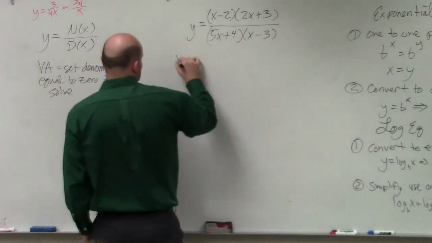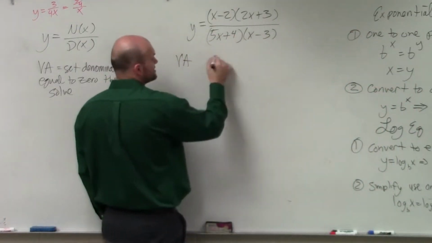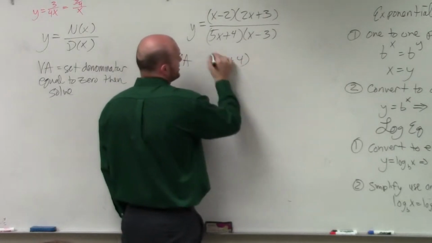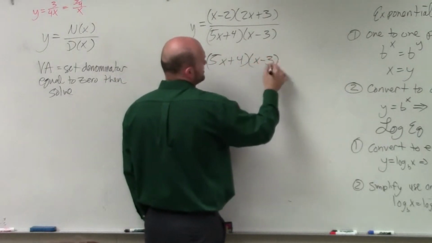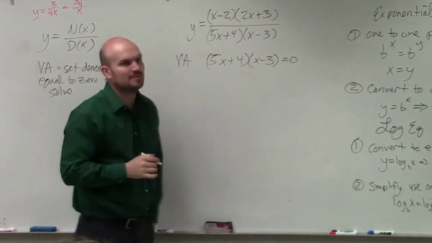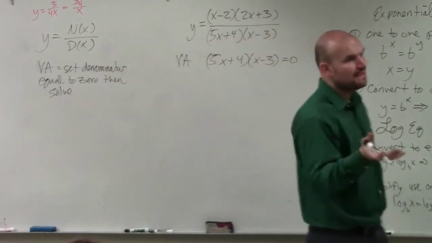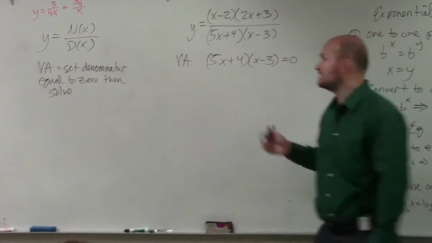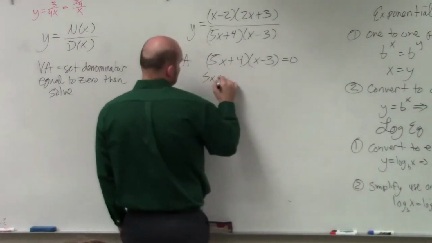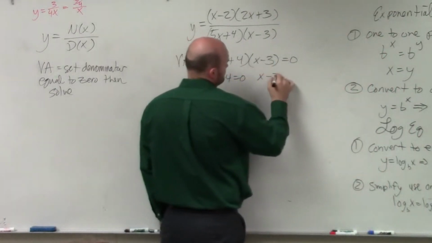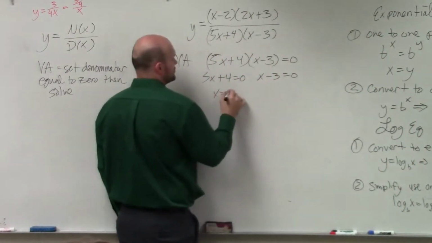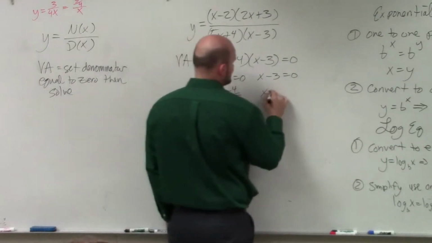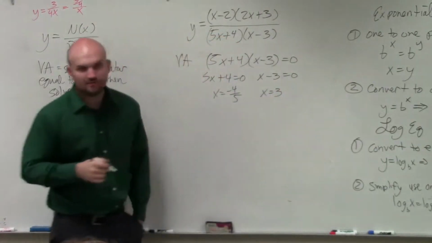To find the vertical asymptotes is very simple. All we do is set our denominator equal to 0. And fortunately for us, we studied quadratics. Remember, when you have two factors set equal to 0, we can apply the zero product property to solve. Using some algebra, I have two asymptotes at 3 and -4/5.